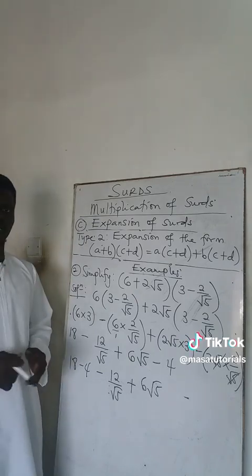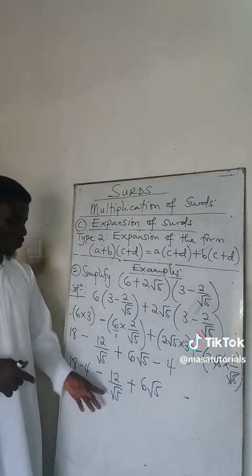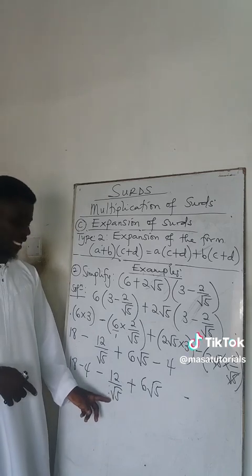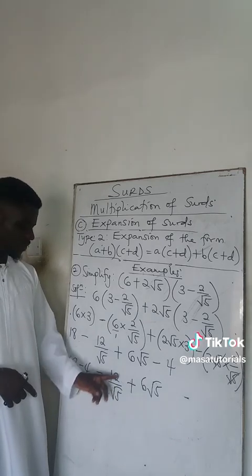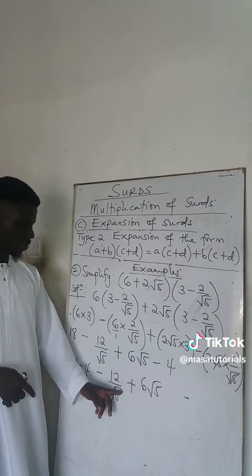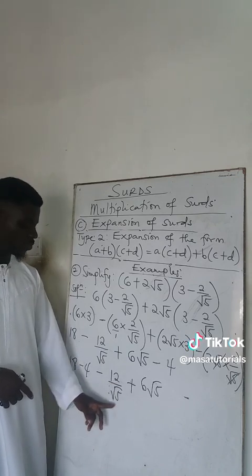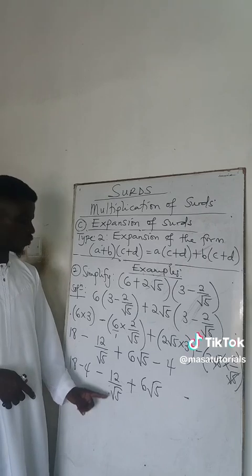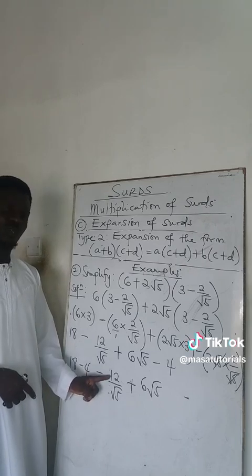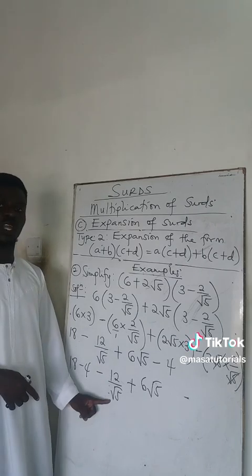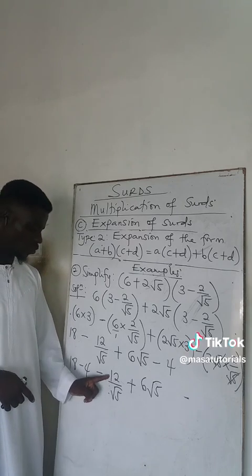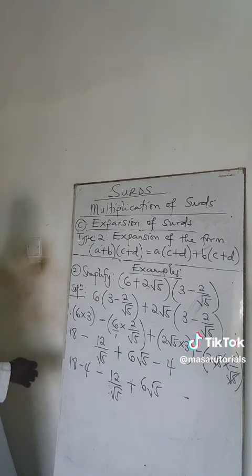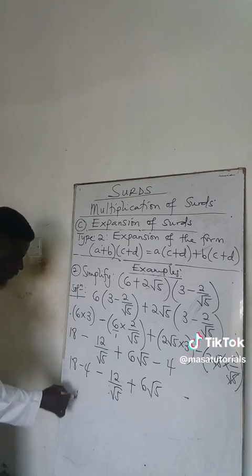Now, we'll be doing that, but let's start here. If you want to rationalize the denominator of this surd, what do we see here? The denominator, what do we see? We see square root of 5. You use this square root of 5 to multiply 12. Then use it to multiply square root of 5 again. So use it to multiply 12, then square root of 5.